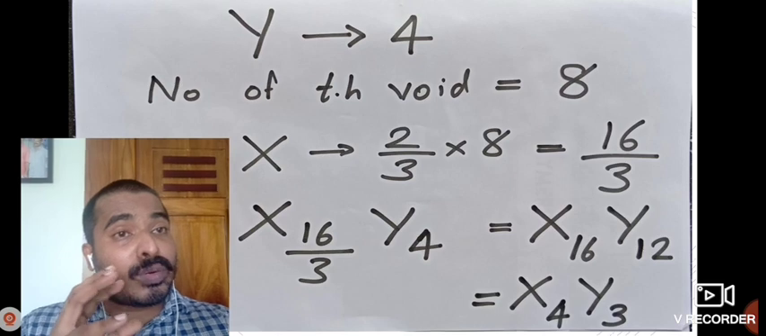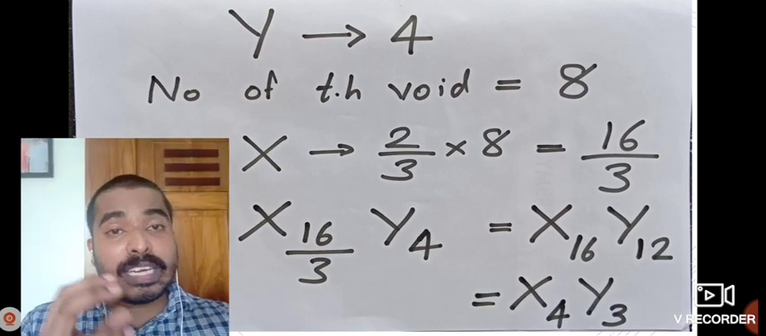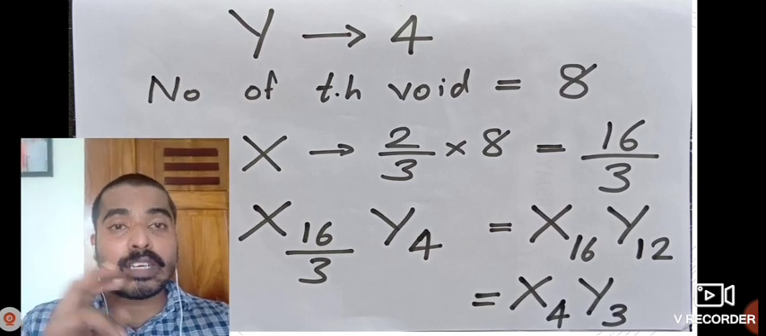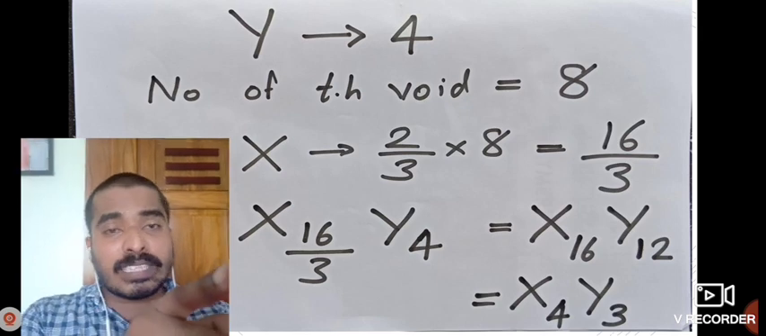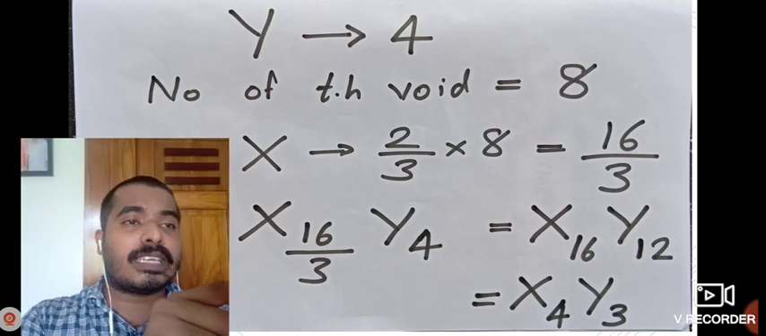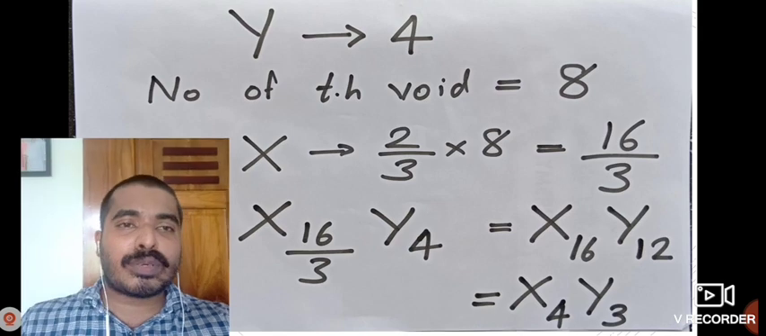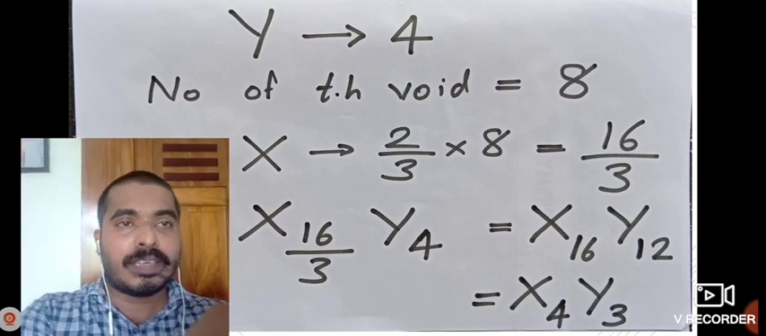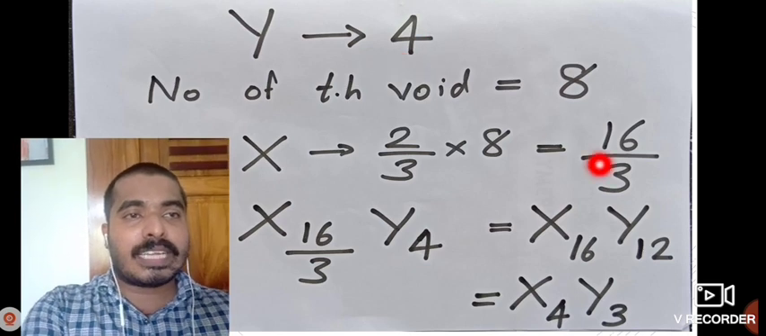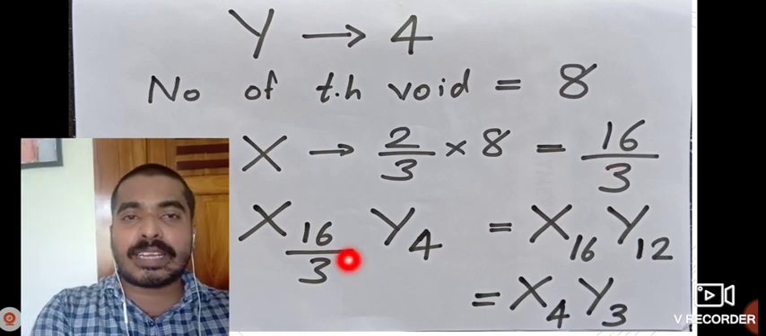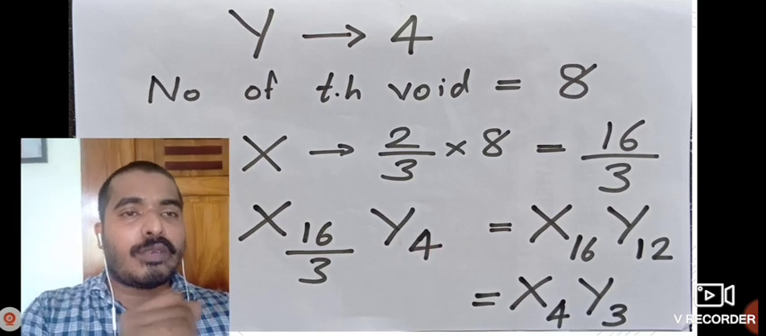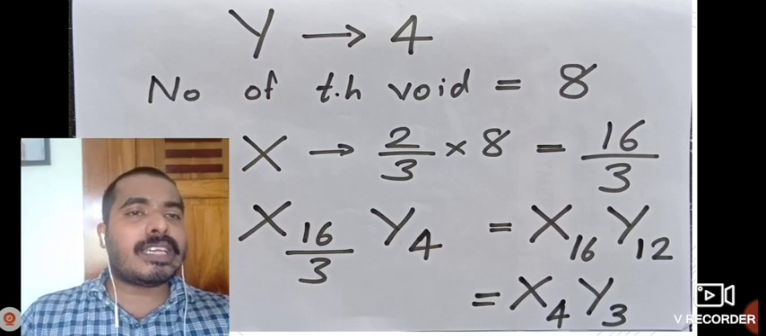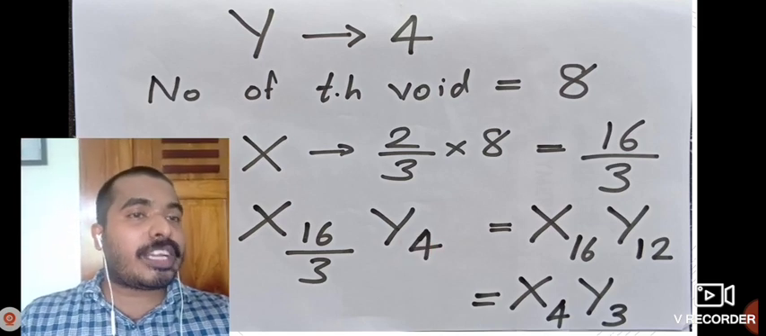So here there will be 8 tetrahedral voids. But not all tetrahedral voids are occupied. Only 2 by 3rd of tetrahedral void is occupied. So X equal to 2 by 3 into 8. That is 16 by 3. Now just substitute. X means 16 by 3. Y means 4. That you substitute here. X 16 by 3, Y 4. How will you simplify it? Multiply with 3. It will become X 16, Y 12.